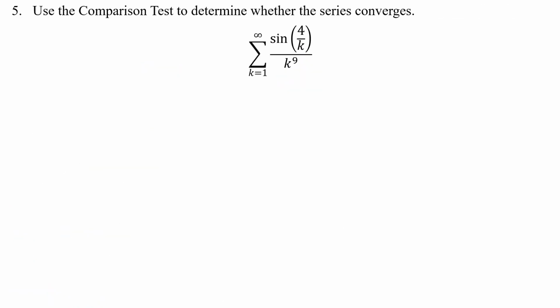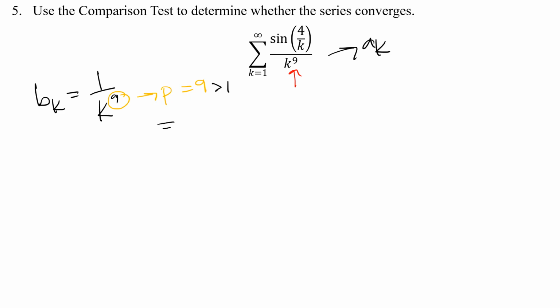All right, let's try the comparison test with this one. This time we have a trig function in there, but that's okay. We are just simply going to take what we have down here in the bottom, let that be our b sub k. This is our a sub k. So our b sub k, we're just going to compare the a to the 1 over k to the 9. Right away, we can see we have the p series. Our p is equal to 9, which is indeed greater than 1. So based on our p series, this converges.